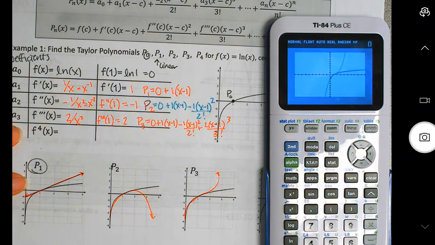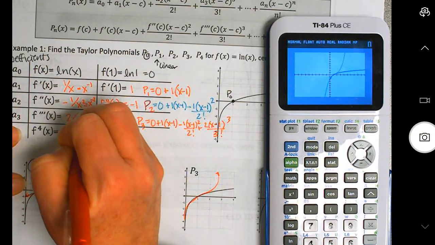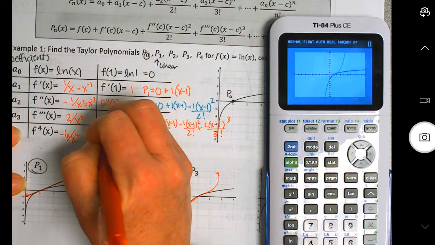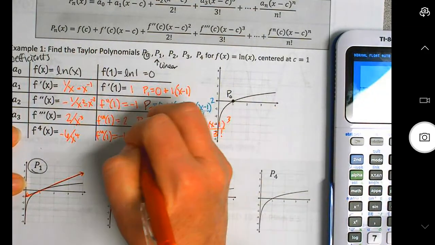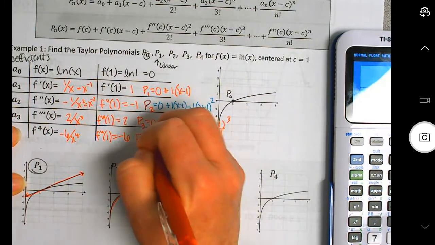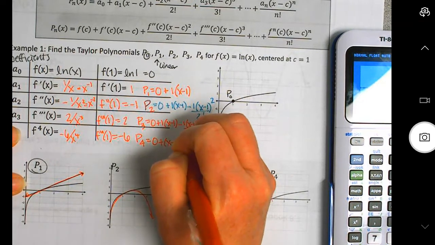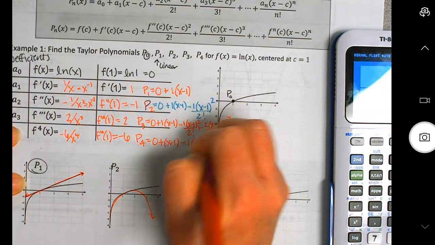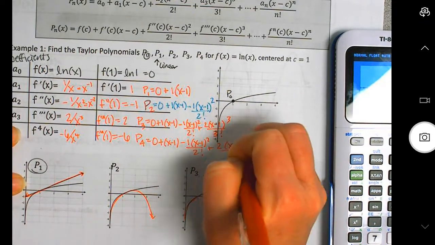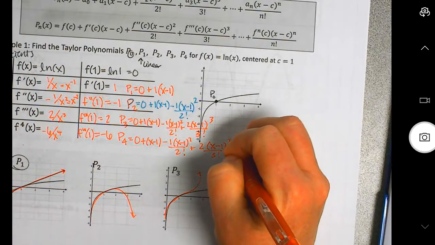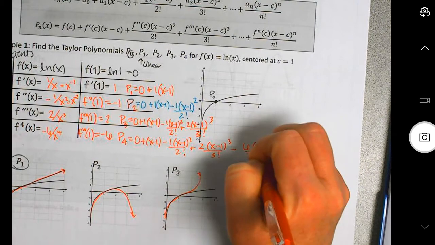So fourth is going to be, do it again. So that's going to be negative 6 over x to the 4th. Plug in 1. That's a great thing to plug in. Love that. Negative 6. So we've got 0 plus x minus 1 minus 1 x minus 1 squared over 2 factorial plus 2 x minus 1 cubed over 3 factorial minus 6 x minus 1 to the 4th over 4 factorial.